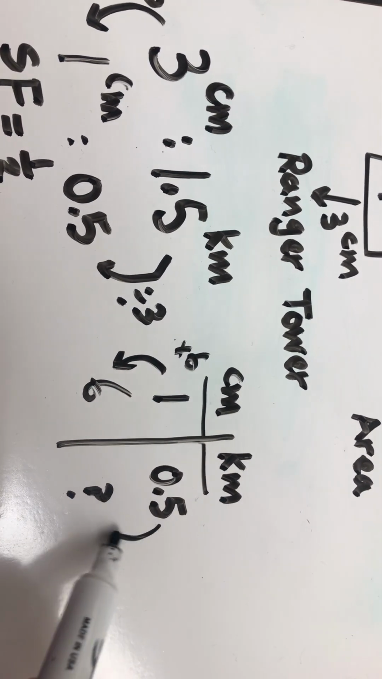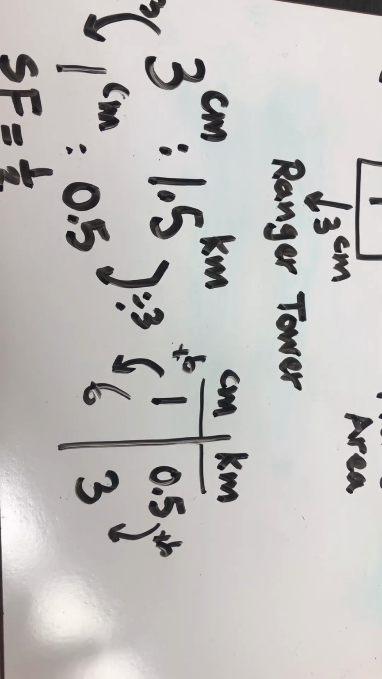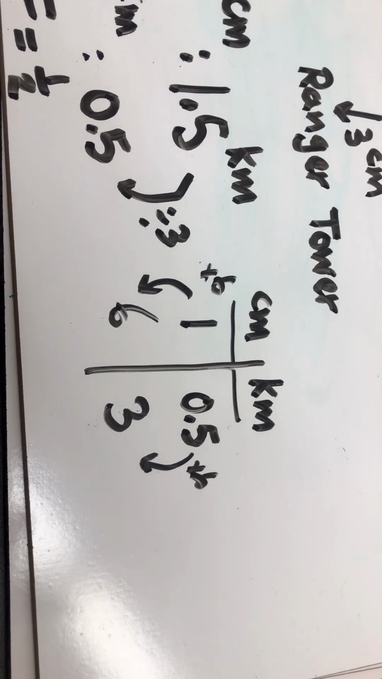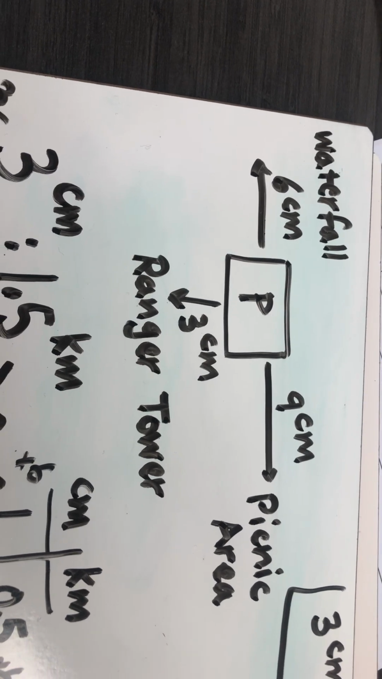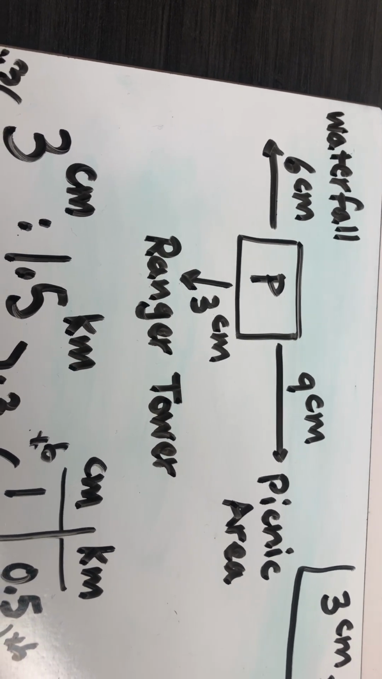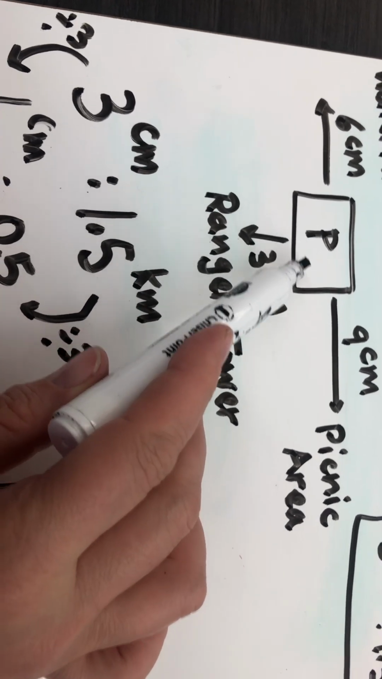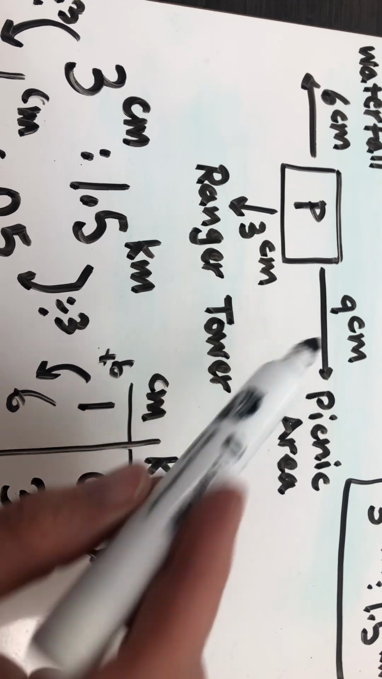So I'm going to go ahead and do 0.5 times 6, which is going to give me 3 kilometers. So the actual distance is 3 kilometers for the waterfall trail. The next question is asking what is the actual distance from the parking lot to the picnic area, which is 9 centimeters in the drawing.